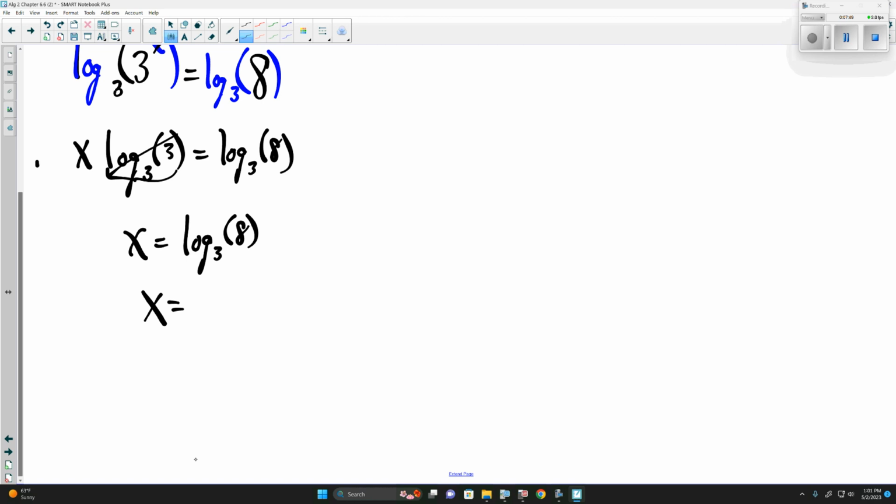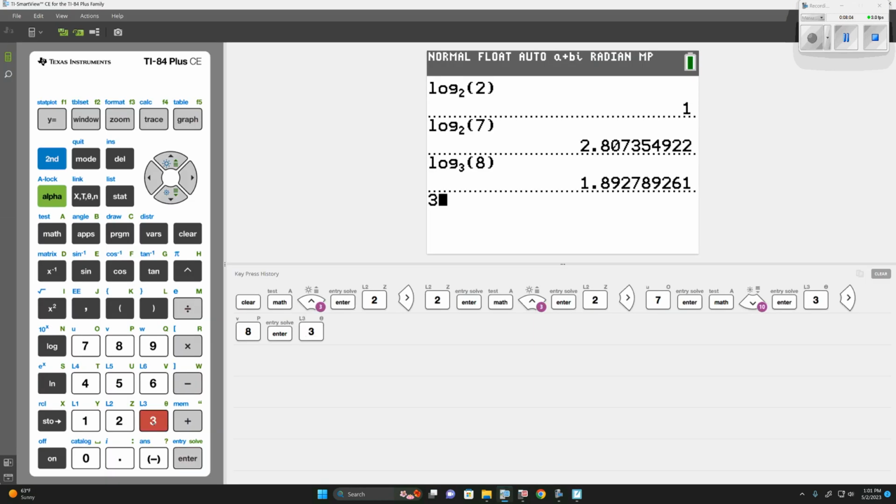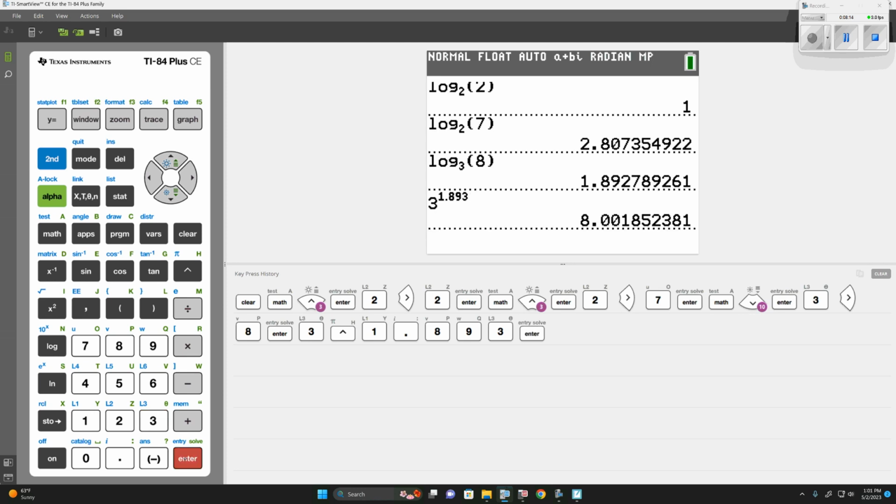So 1.893, yes. Again, it is a number close to 2, because 3 squared would be 9, so we get a number close to it. Now, if we wanted to, I could plug this back in, say 3 to the 1.893, and what number should we expect to get?